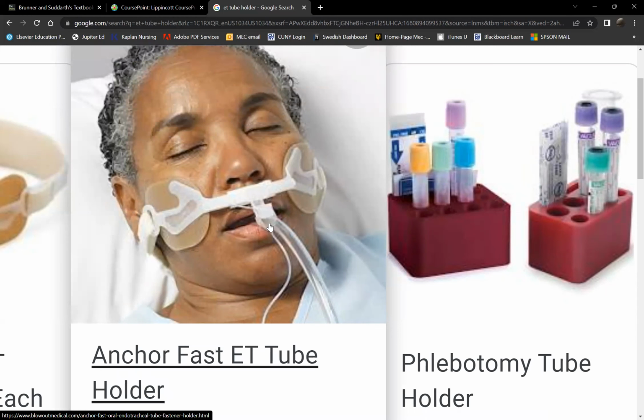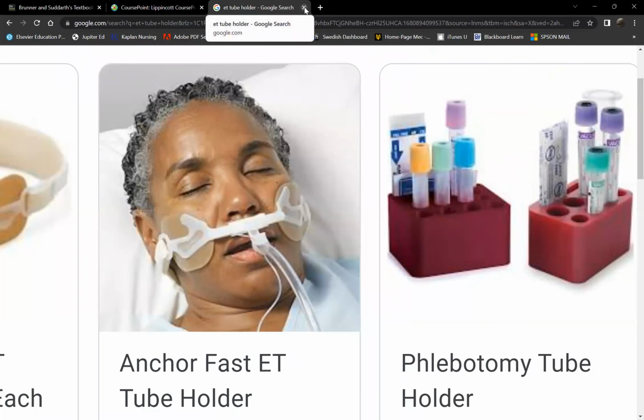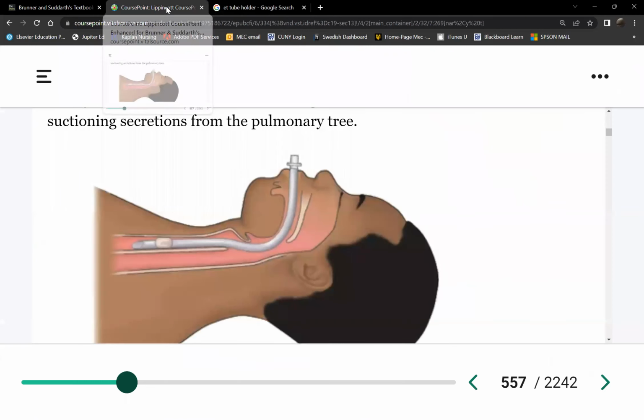When we suction, which area do we actually suction? The airway, or do we suction the mouth as well? Both. Okay. How often do we suction? As needed. Okay, so later we'll review those as needed conditions.